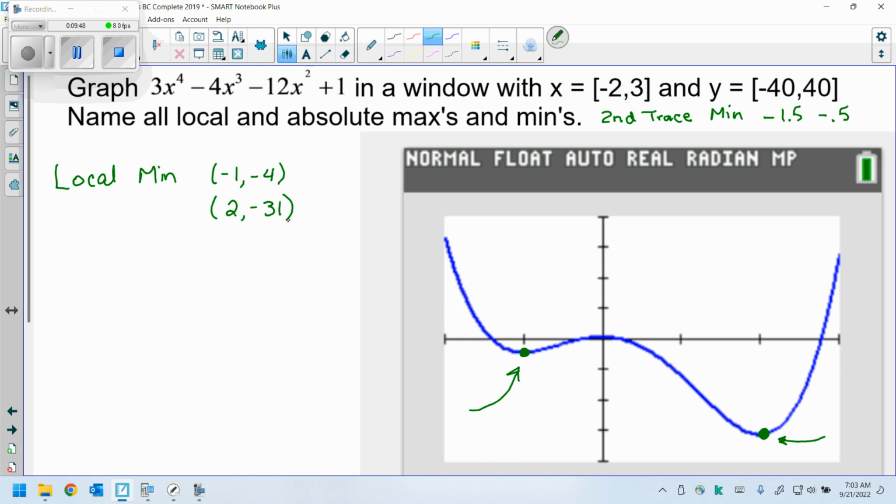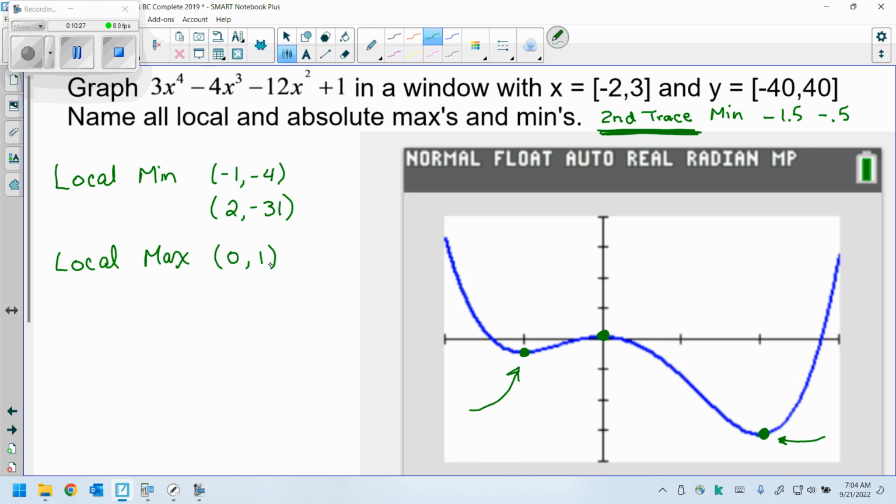Now there is a local max. There is a top of a hill in this interval. And so I'd like you to use the same second trace, but choose the maximum option. Press pause, and would you find that point right there? If you find that point accurately, you should find that is the point 0, 1. So those are the tops and bottoms of the hills inside this interval.